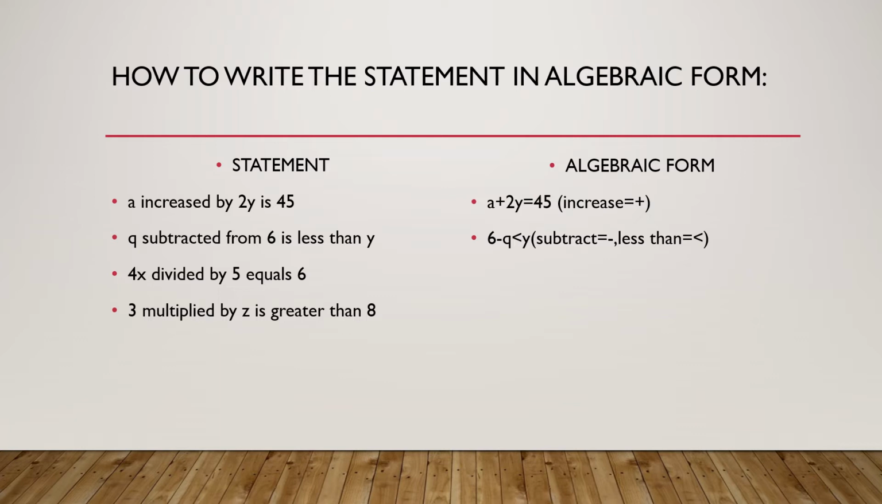Okay, let's take the example and later on we will check the answer for this algebraic form. 3 multiplied by z. 3 is multiplied by z. So 3 multiplied with z is greater. So 3z is greater. So the crocodile mouth should be open towards the 3z side because it is greater. Let's check the answer here. Yeah, I hope you understood how to write algebraic form for a given statement.